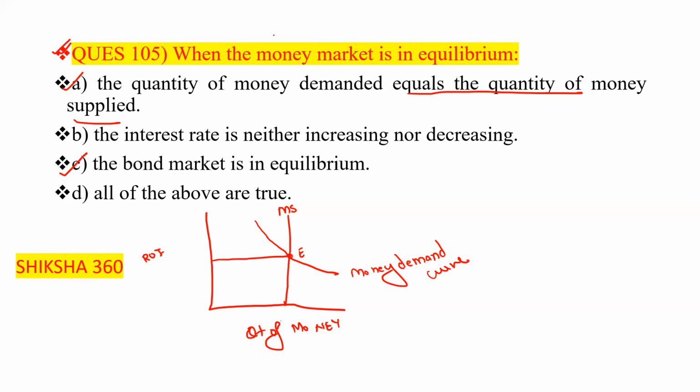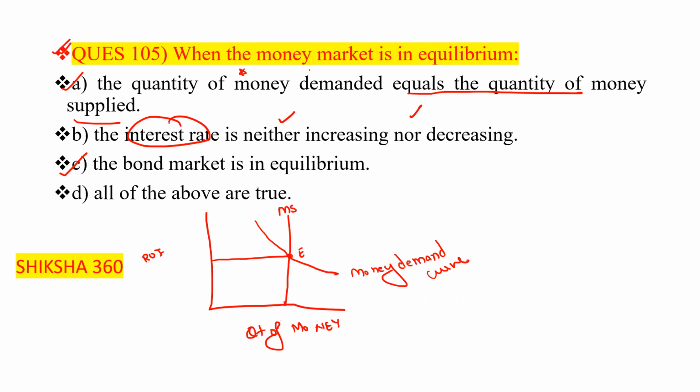When the money market is in equilibrium, we can say that the interest rate is neither rising nor decreasing. The interest rate stays near about the same here. So all the points are correct.